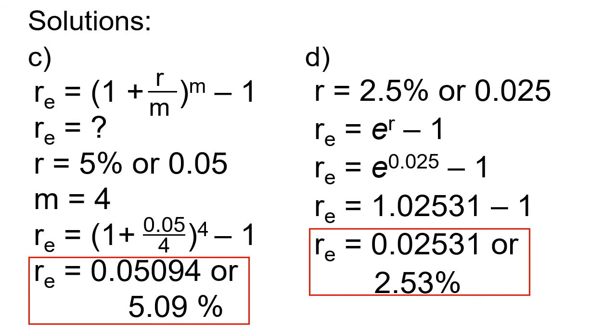So solving for the effective rate of interest is very easy. You just have to distinguish whether the problem has a compounding period or it involves continuous compounding. After determining that, choose between the two formulas to be used.